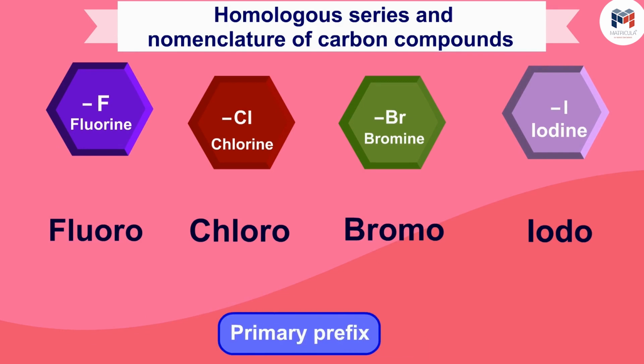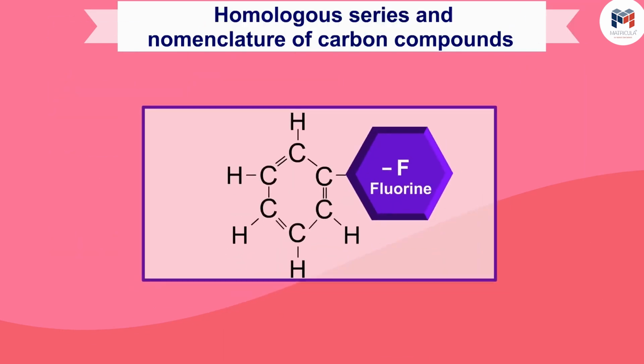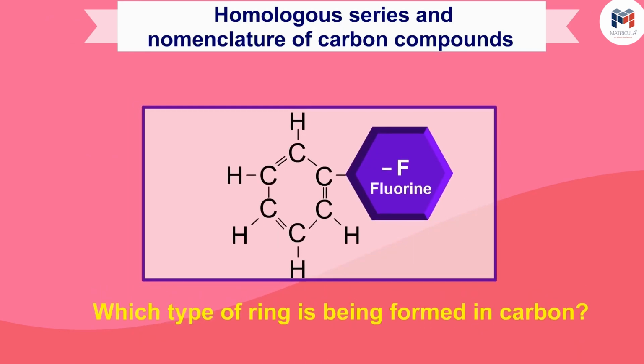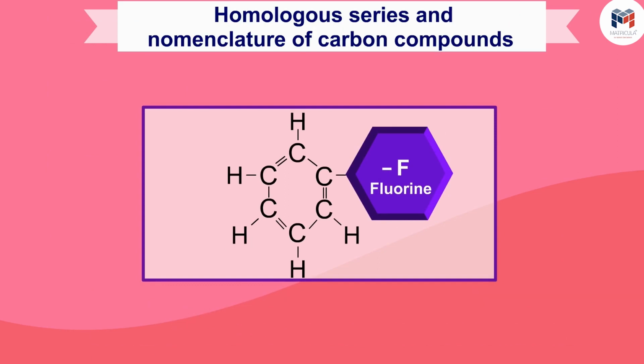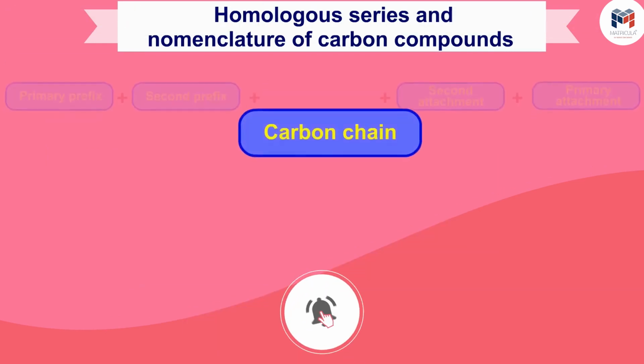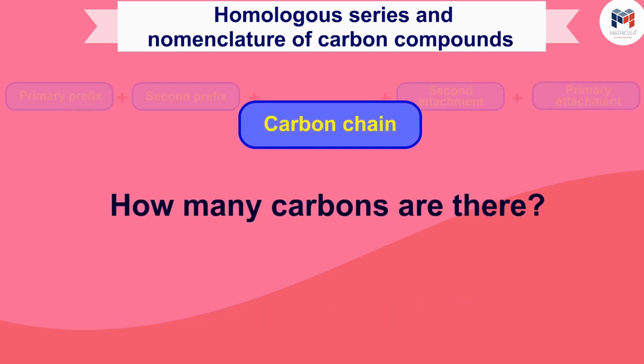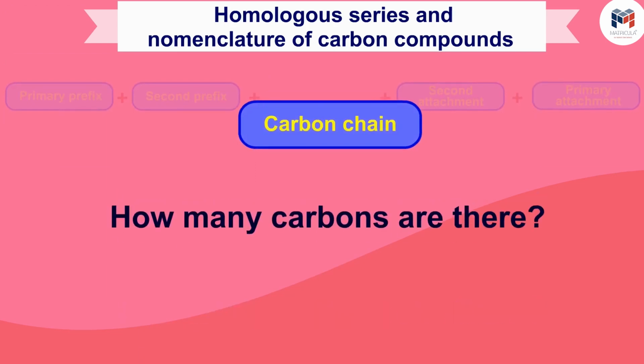After this, you will see which type of ring is being formed in carbon. You can easily see this. That is, whether the chain of carbon is straight or forming a ring. If a ring is formed, then you will use the word cyclo. Then you will come to the main carbon chain. How many carbons are there?